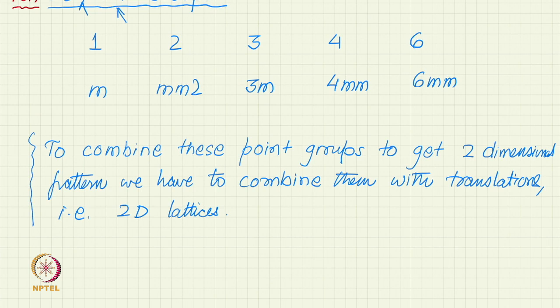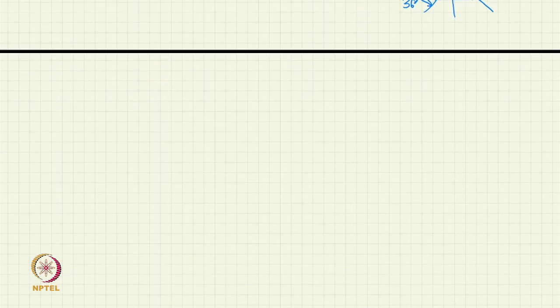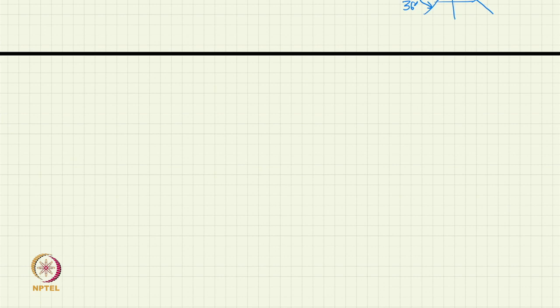So, we have now 10 point groups, we want to combine them with translations, and translations are represented by lattices. So, we want to see how many different kinds of 2D lattices are there with which we can combine these 10 point groups.